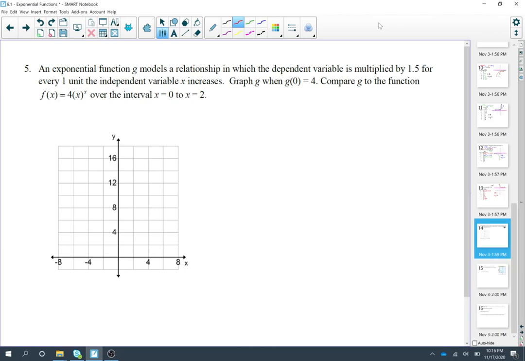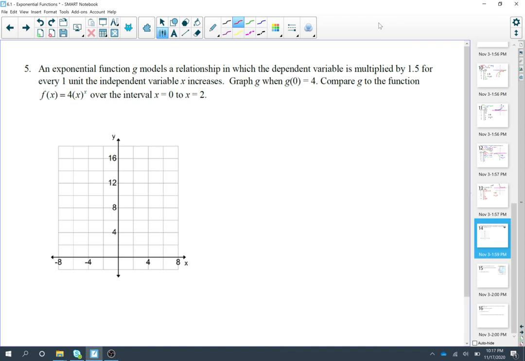Example 5. An exponential function g models a relationship in which the dependent variable is multiplied by 1.5 for every 1 unit the independent variable x increases. Graph g when g of 0 equals 4, and then compare g to the function f of x over the interval x equals 0 to x equals 2.